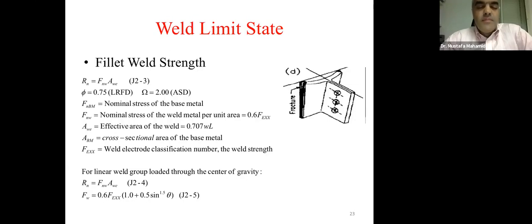So if the applied load and the weld line are parallel, theta is 0, sine theta is 0, so we'll have 0.6 times FEXX. But if you have an angle, then we will have higher capacity. And if it's, for example, 90 degrees, then you'll have 1.5 times the parallel capacity. So we can take advantage of that if the load is applied at an angle to the weld line.